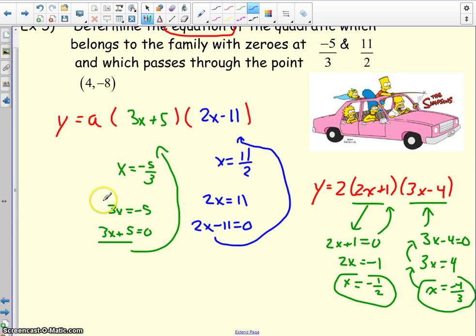To find that a value, you can do what we did before. We know the equation passes through the point (4, negative 8), so continuing this on down here, I can sub in that point. I'm going to let you try that. Sub in 4 for x, negative 8 for y. So pause it for now, try that out, and push play when you're ready to see the answer.